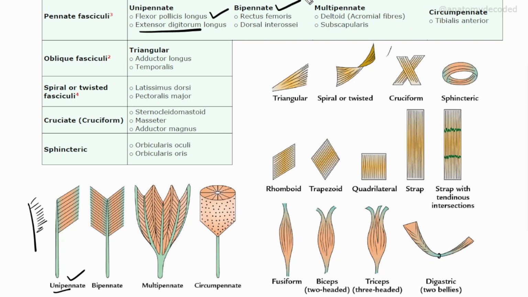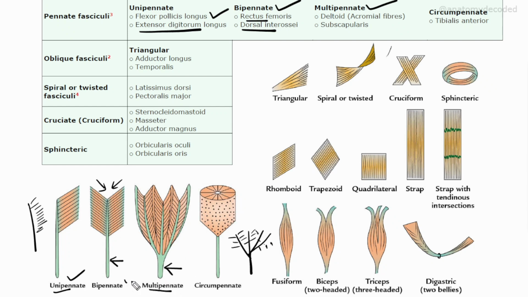Then bipinnate muscle. Look at the central tendon and muscle fibers coming from both sides. The muscles are rectus femoris and dorsal interossei. These are bipinnate muscles. Then multipinnate muscle. Look at this. There are multiple parts of the tendon and the muscle fibers are coming from all the sides. That kind of arrangement is referred to as multipinnate.